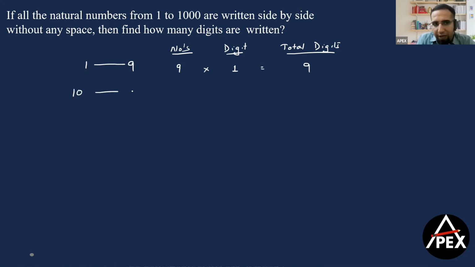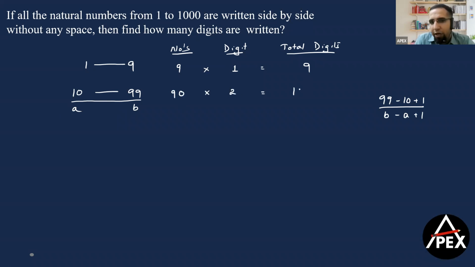Similarly, from 10 to 99, how many numbers am I writing? The number of numbers from 10 to 99 is 99 minus 10 plus 1. Remember, if both the ends are included, the number of natural numbers from A to B is calculated as B minus A plus 1, right? So therefore, we are writing 90 such two-digit numbers. Each number is a two-digit number. So 90 into 2. So therefore, I'm writing a total of 180 digits.